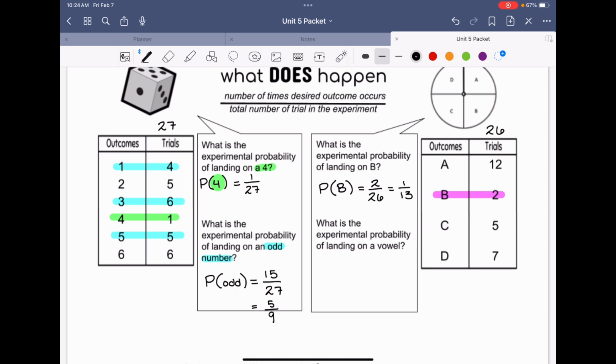1/13. Okay, what is the experimental probability of landing on a vowel? So the only vowel here is A. So the probability of a vowel equals, and there are 12 trials that landed on A out of the total 26. And I'm going to simplify.